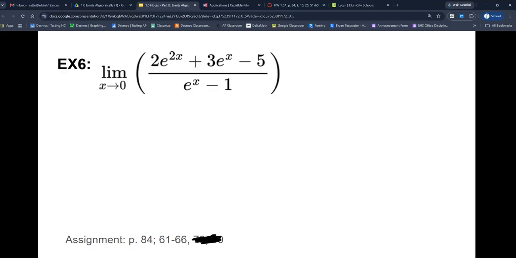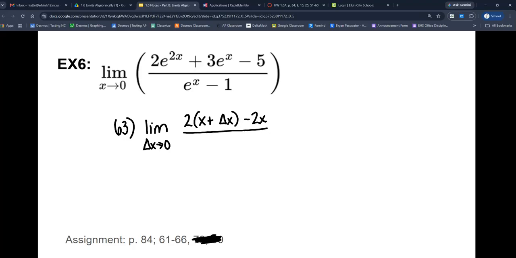Don't do those. I do need to make sure you know your book does something different than I did with the h's. Your book uses a delta x, which means change in x. So when you look at 63 there, the problem looks like this. The limit as delta x approaches 0 of 2 times x plus delta x minus 2x all over delta x.